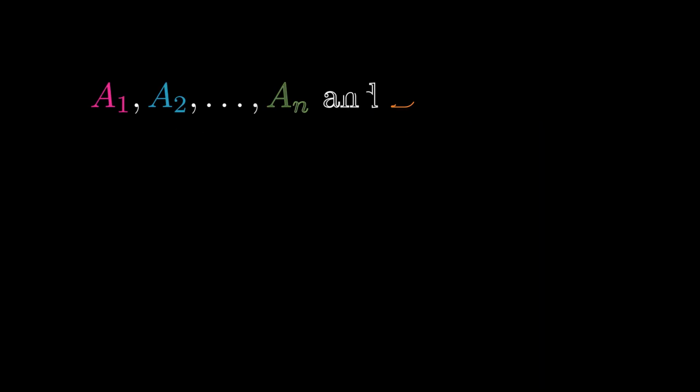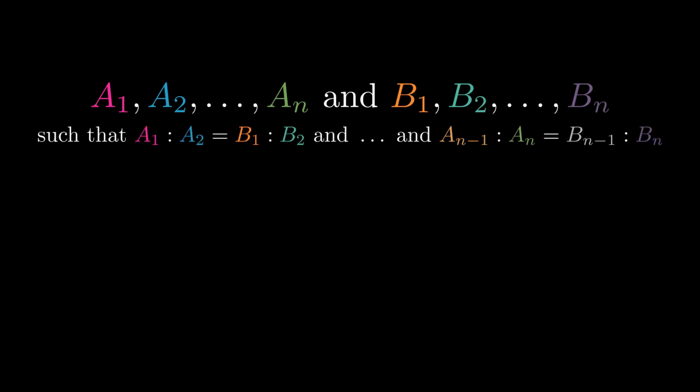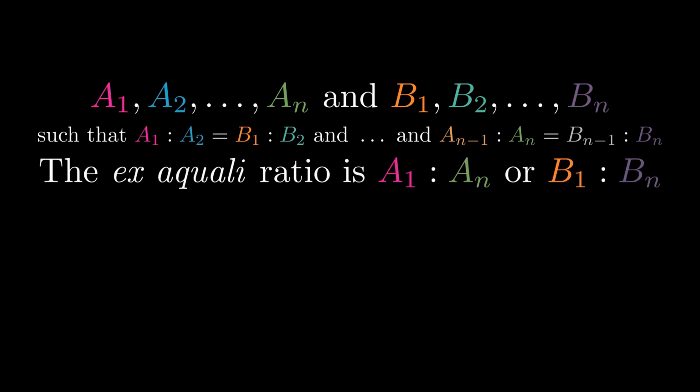Given two sets of magnitudes, A1 through An and B1 through Bn, such that A1 is to A2 as B1 is to B2, and A2 is to A3 as B2 is to B3, and so on, the ex aequali, meaning something like from equals, ratio is A1 to An, or B1 to Bn.